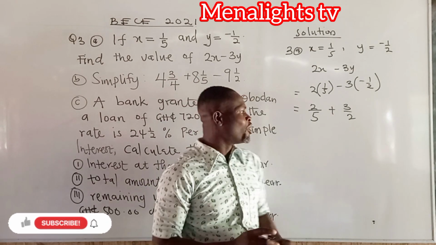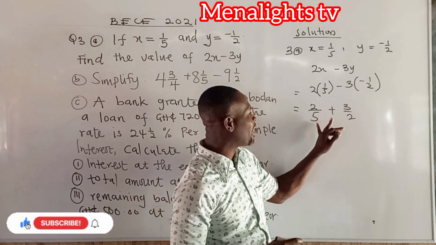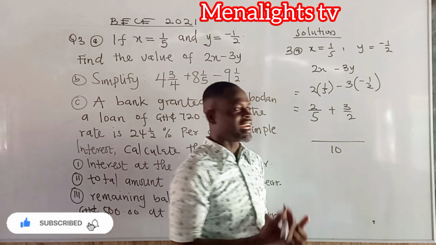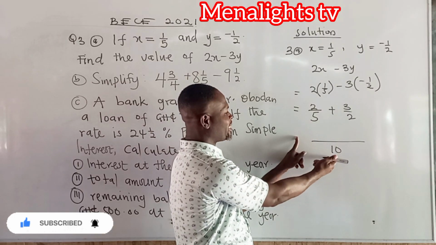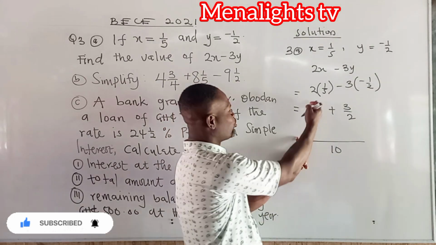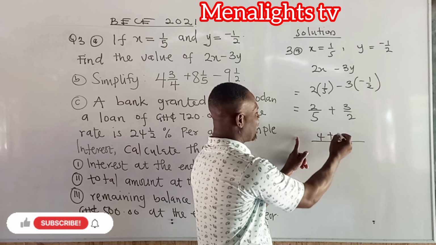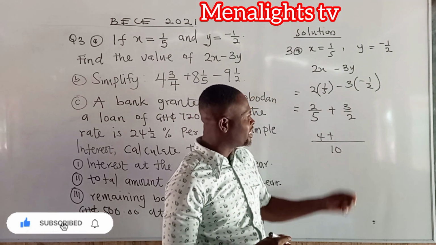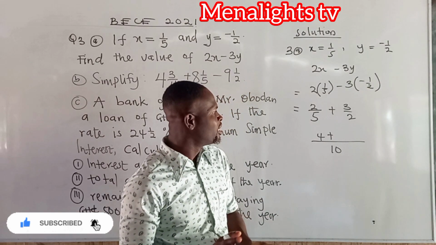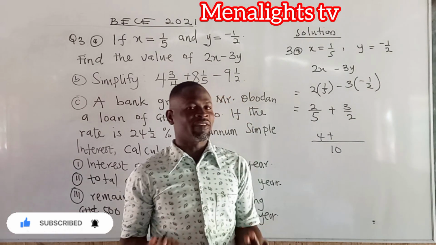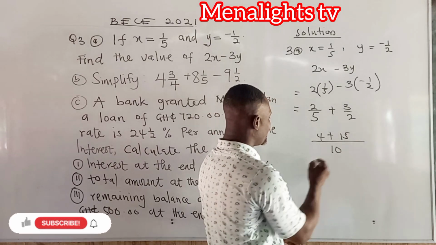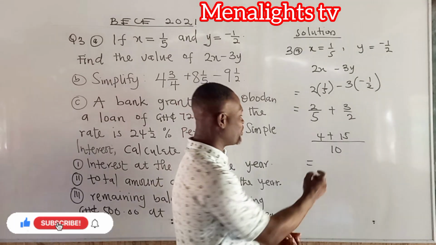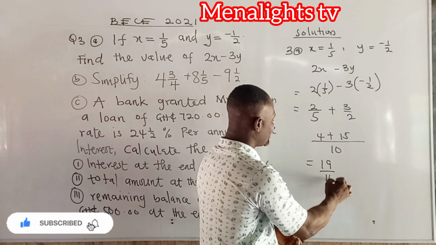This is a fraction. For us to solve this, we need to find the LCM of 5 and 2, which is 10. 5 will go into 10 two times, and 2 times the 2 that we have here gives us 4. Then 2 will go into 10 five times, and 5 times 3 gives us 15. So 4 plus 15 gives us 19, and it becomes 19 over 10.